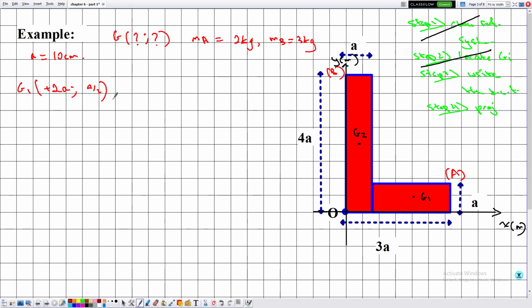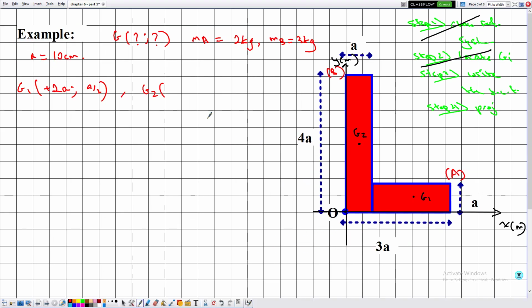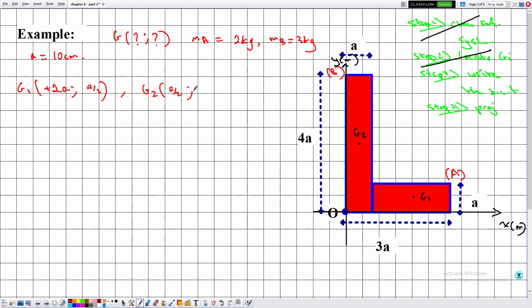So these are the coordinates of G1, the center of mass of the body A with respect to small a. As for G2, the center of mass of object B, then this is given by A over 2. As for the y ordinate, it's given by 2A, which is half for A.